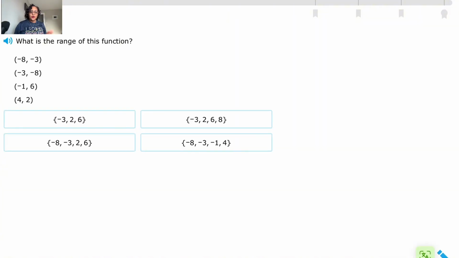So what I'm going to do is I'm going to show you, just before you get to high school, what the input output has changed to. It has changed to domain and range. Okay. So what is the range of this function? It's just the output. So the range is the output.